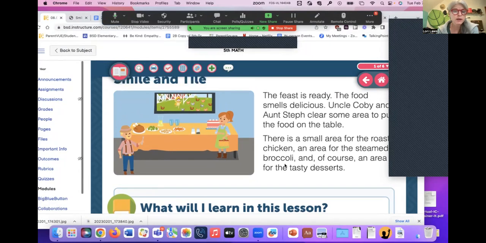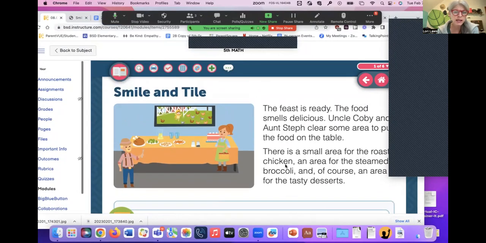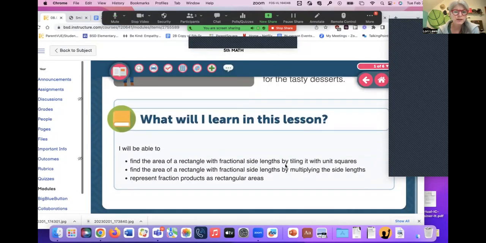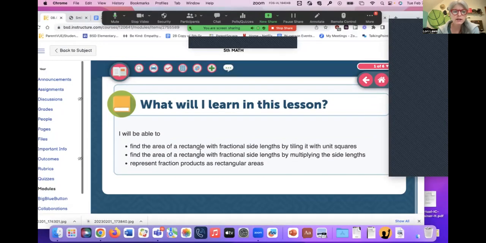So here we go. The feast is ready. The food smells delicious. Uncle Kobe and Aunt Steph clear some area to put the food on the table. There's a small area for all the food. You're going to learn how to find the area of a rectangle with a fractional side length by tiling it with unit squares. Find the area of a rectangle with fractional side lengths by multiplying the side lengths, and represent fraction products as rectangular areas.